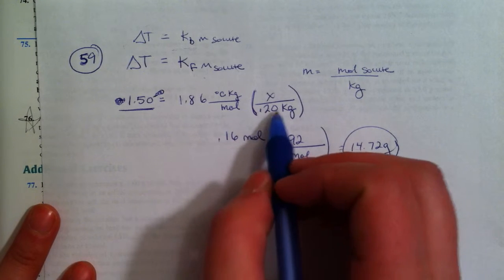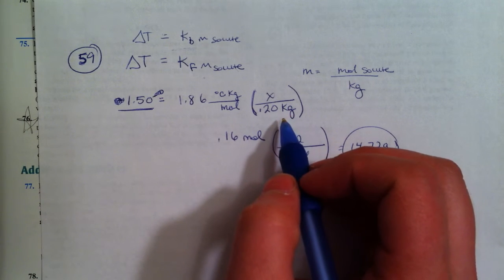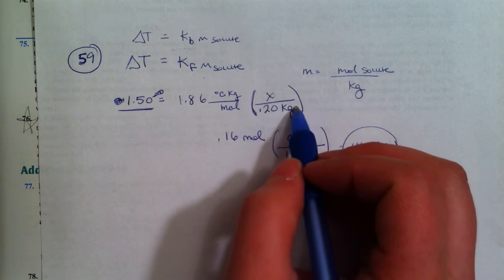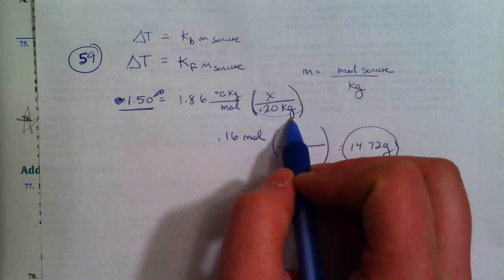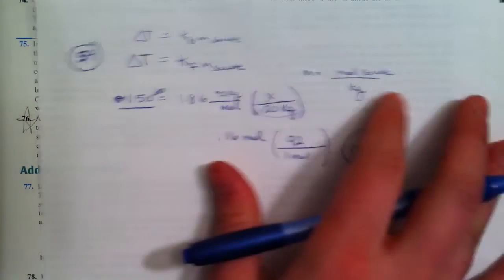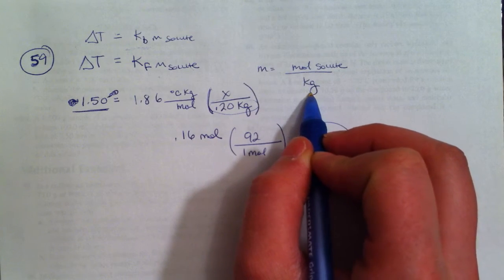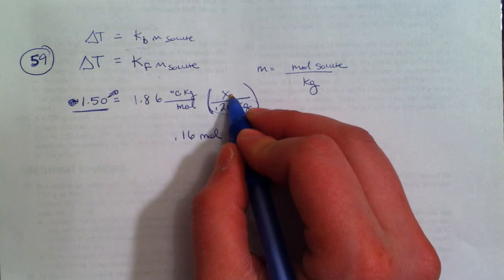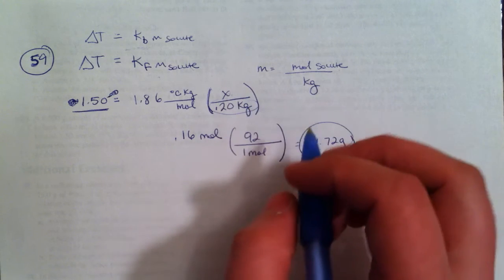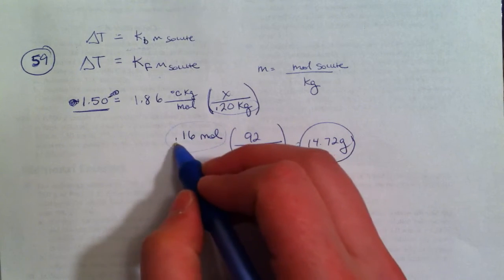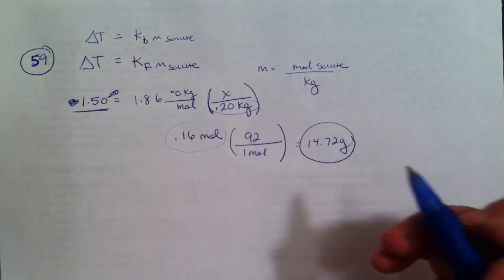And I know that I'm dissolving whatever my substance is in 200 grams, which is the same thing as 0.2 kilograms. Molality is moles of solute over kilograms of solution. So I have X moles. That's the one thing I don't know, so I'm going to solve for X. When I solve for X, I got 0.16 moles.